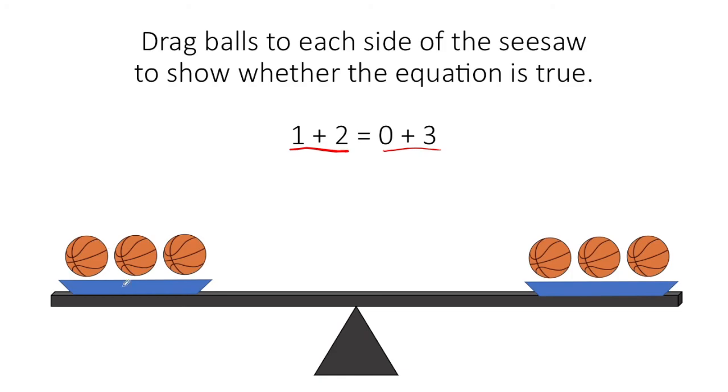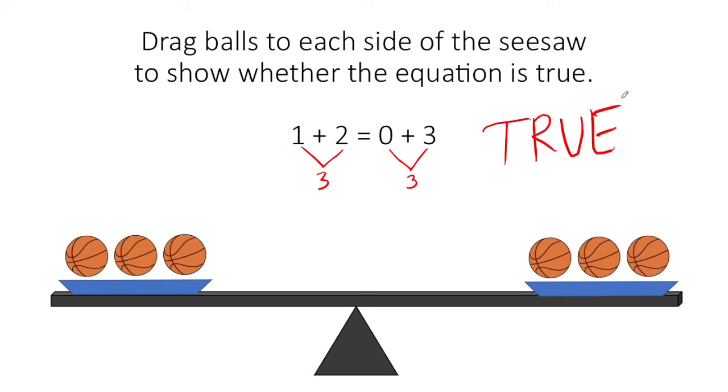Look, we have 3 basketballs on this side and 3 basketballs on this side. If we wanted to show this with numbers, we would draw a line from the 1 and a line from the 2 coming together to show they make 3. And over here, we draw a line from the 0 and a line from the 3 coming together to make 3. Now I see each side of my seesaw is balanced, is equal. This statement is true.